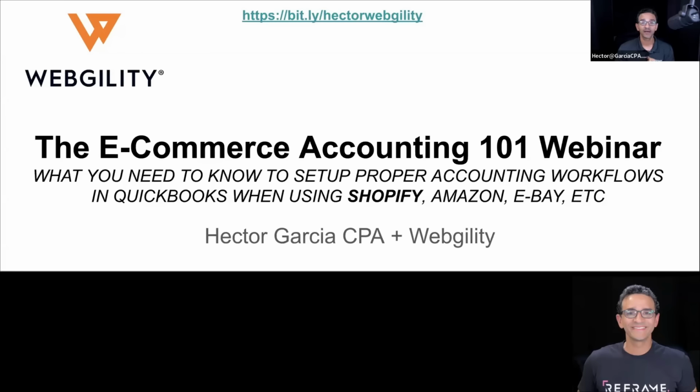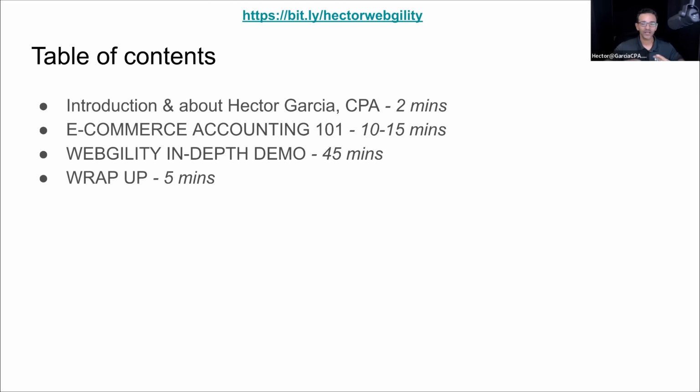And Webgility is a third-party app that's one of my favorites to integrate the e-commerce platforms. It basically creates a middleman approach to bring in the data, but lets you choose how the data comes into QuickBooks so it can be customizable, because you don't just want the data to dump into QuickBooks. You want to control how the data comes in based on the outcomes that you want to achieve. Then we'll spend about 10 minutes talking about fundamentals.